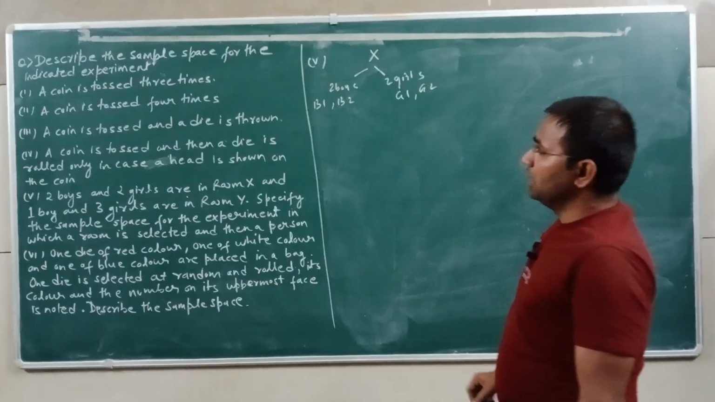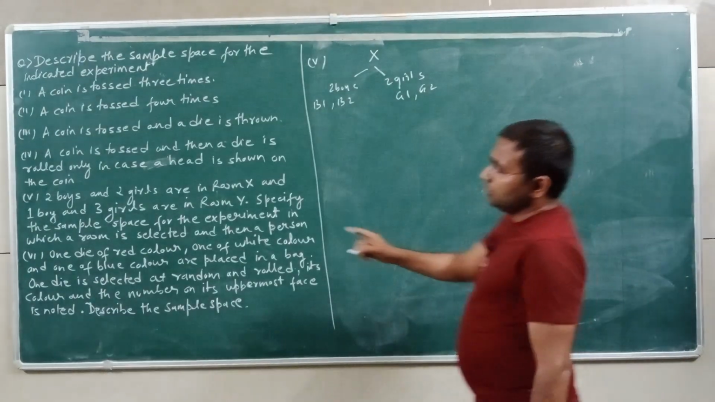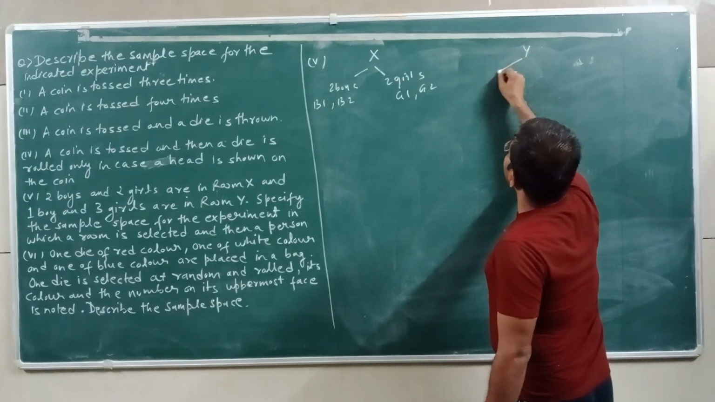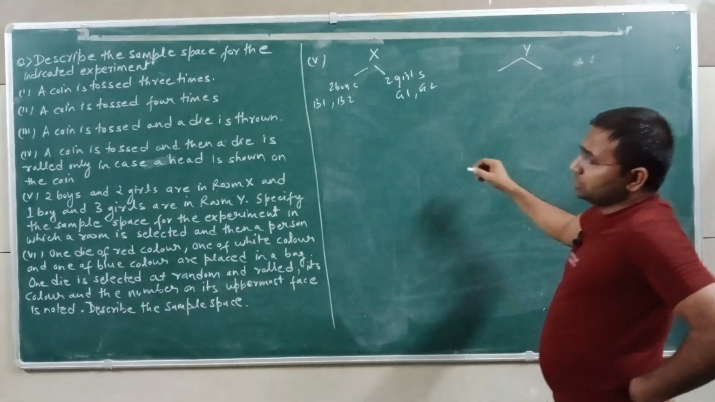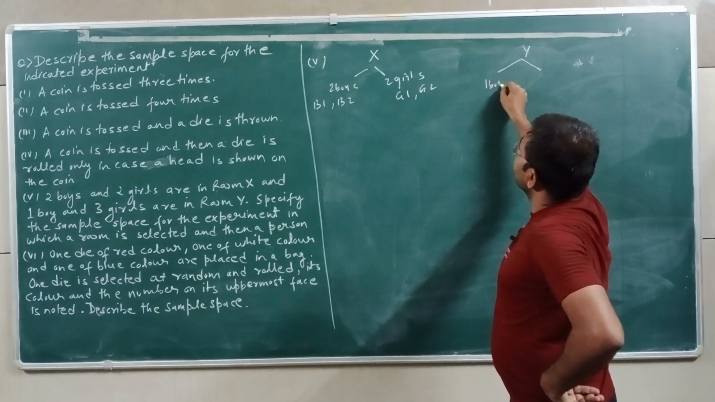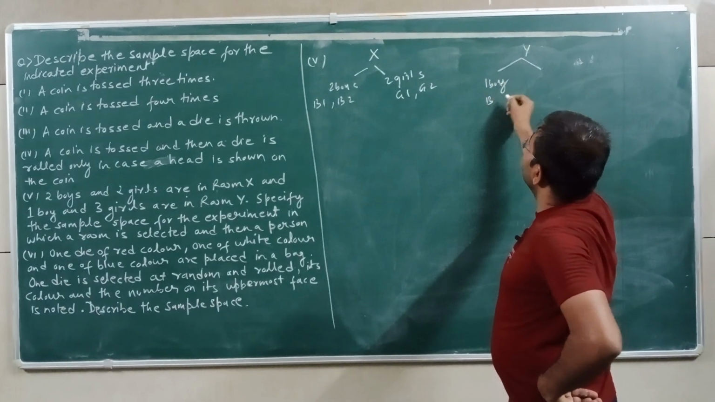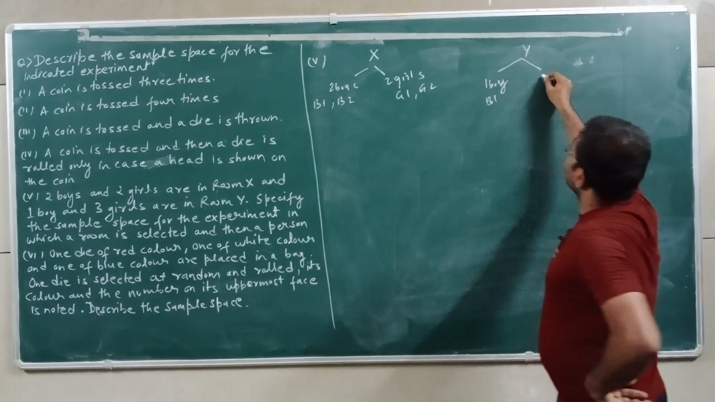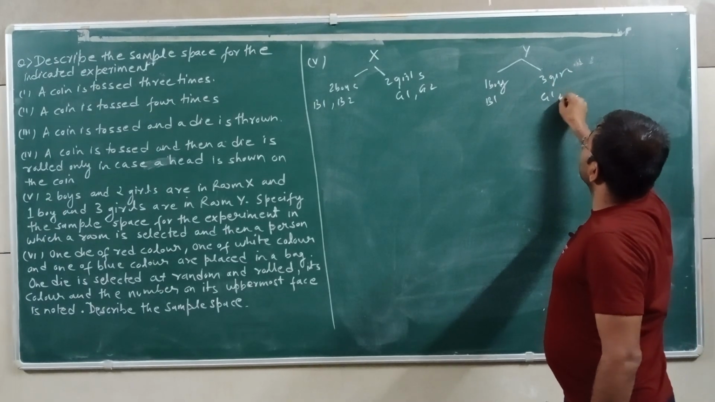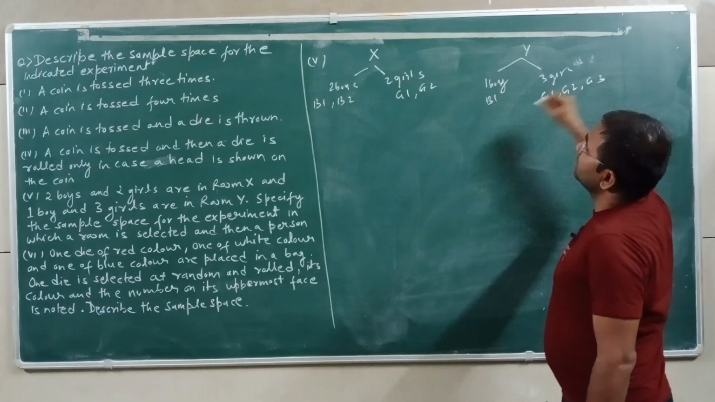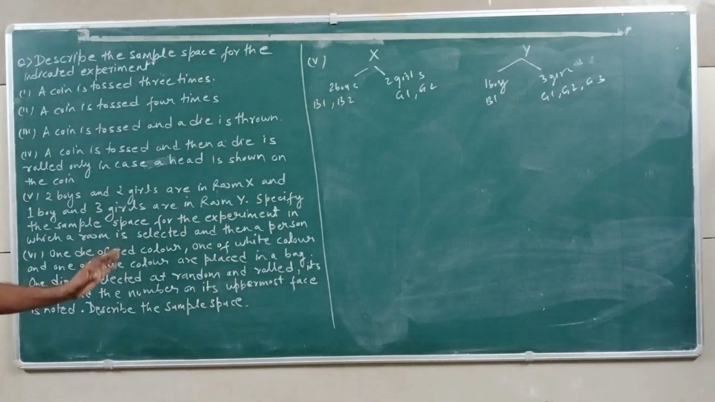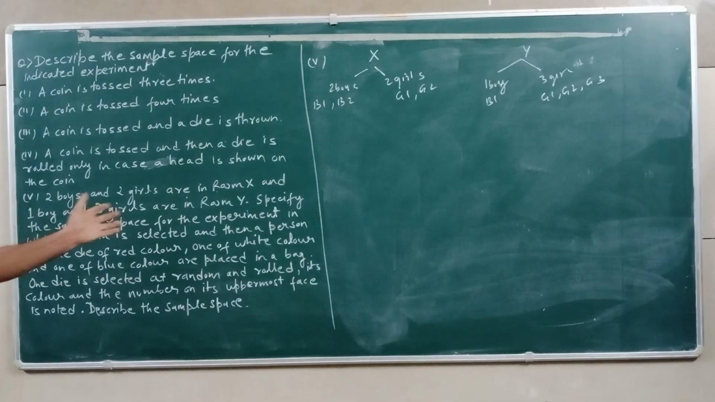Okay. Now, in room Y, one boy and three girls are there. So suppose here one boy is there, so B1. Now here three girls are there, so suppose G1, G2, G3 are there. Okay. Now specify the sample space for the experiment in which a room is selected, then a person.